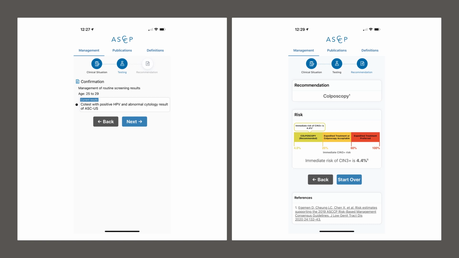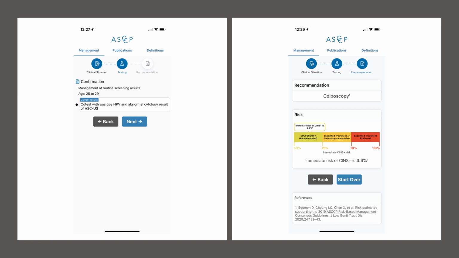So then the screen on the left here is just confirming that you were doing co-testing, that this is management of a routine screening result for someone ages 25 to 29, that they had a positive HPV and an abnormal cytology test result with ASCCP. And so then the picture on the right gives you above the recommendation, and the recommendation is colposcopy, which is probably not too unexpected for that particular clinical scenario.